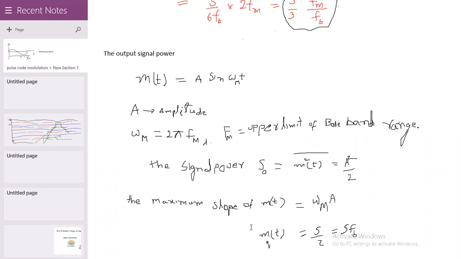Upper limit means the maximum frequency of the modulating signal. Here you can consider that the signal has the highest frequency. For a highest frequency signal, the slope is high. High frequency signal slope is high.